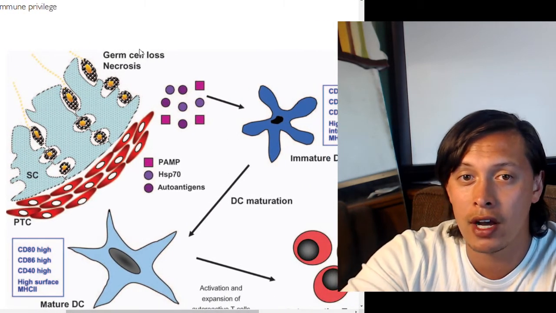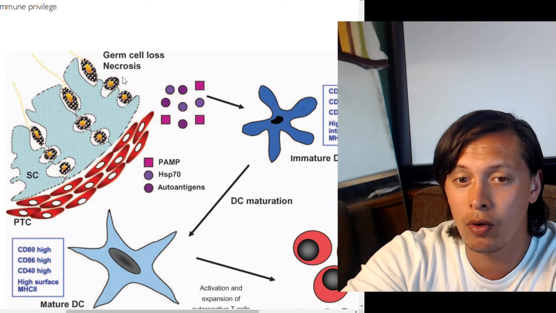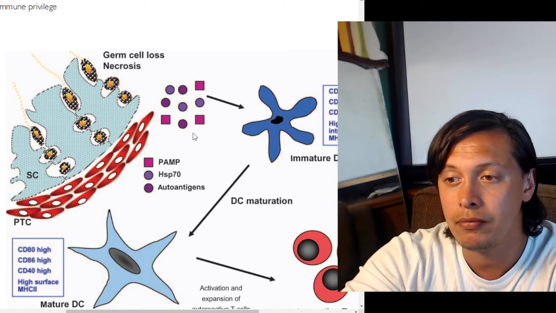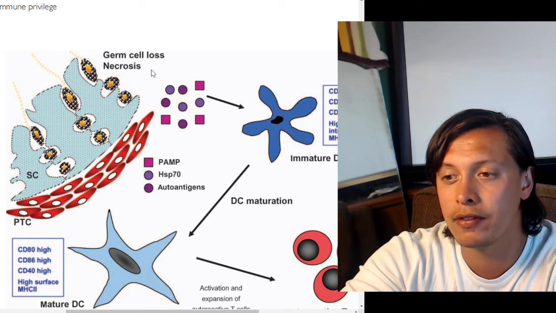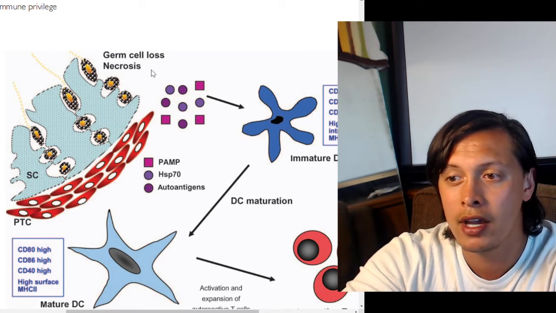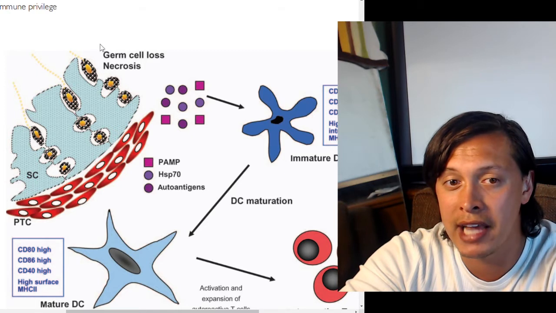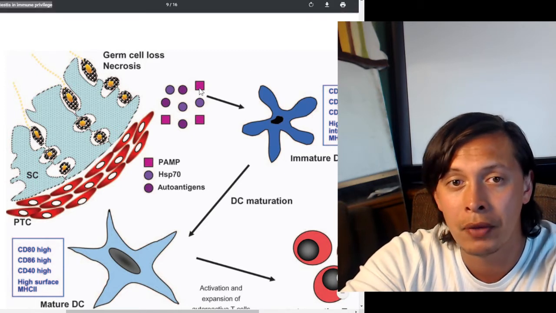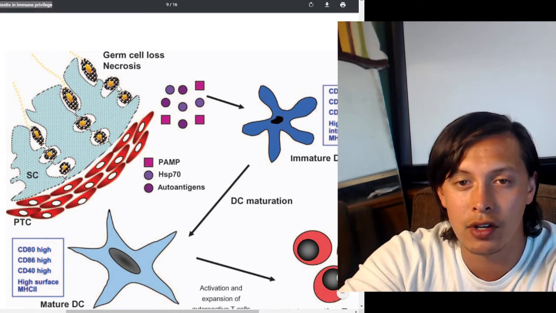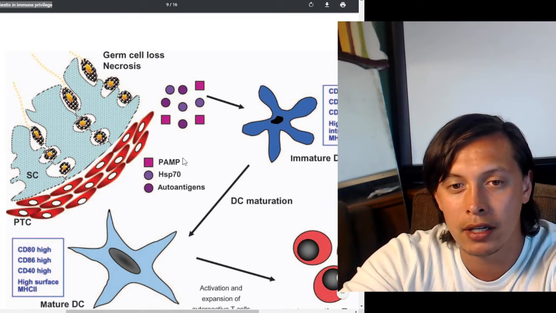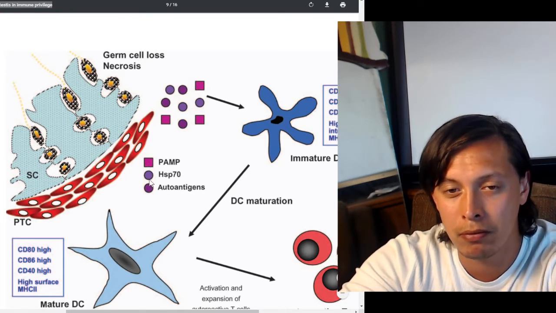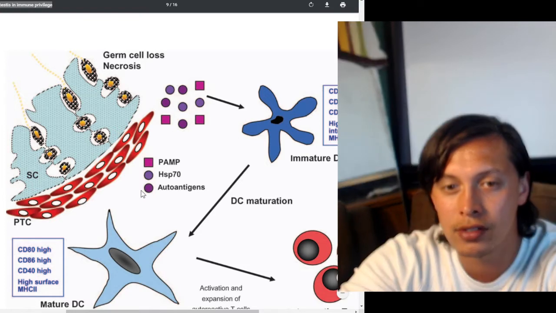But if you have germ cell loss or necrosis, or if bad things happen, let's say you got kicked in the balls and it was a pretty hard kick and it ends up damaging the tissue significantly, then these dead cells are releasing these PAMP, the heat shock protein 70, and autoantigens.